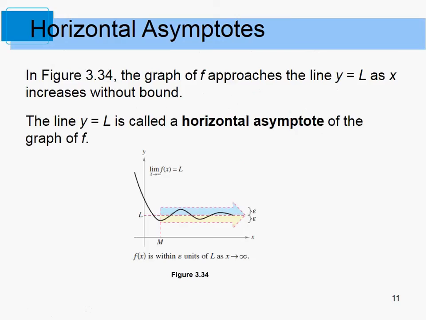Now, horizontal asymptotes. I just showed you when we did the graph that the limit as x approaches infinity is going to create a horizontal asymptote, right? If there is a horizontal asymptote, that's where it's going to approach. So the line y equals L, where L is the limit, is going to be the horizontal asymptote.